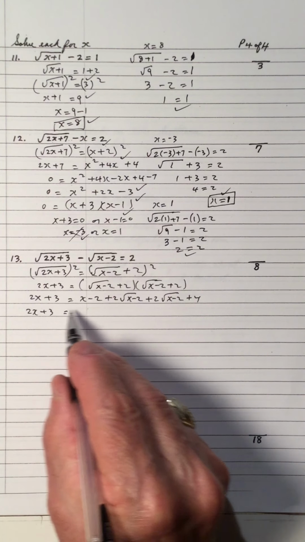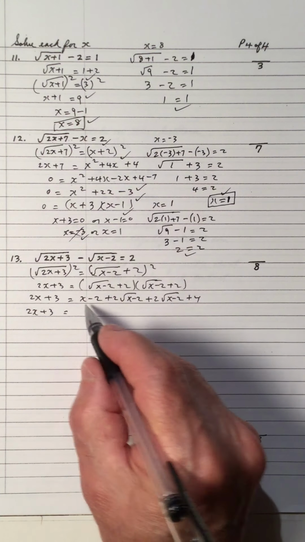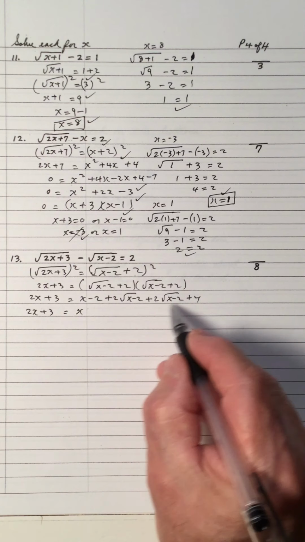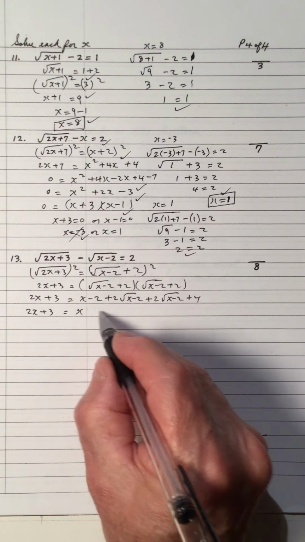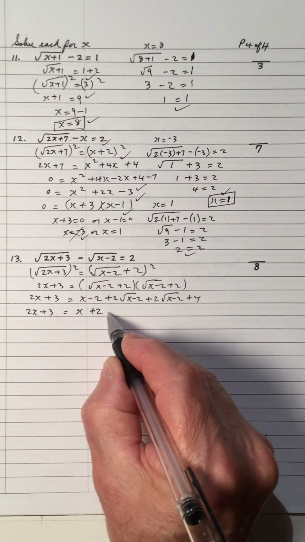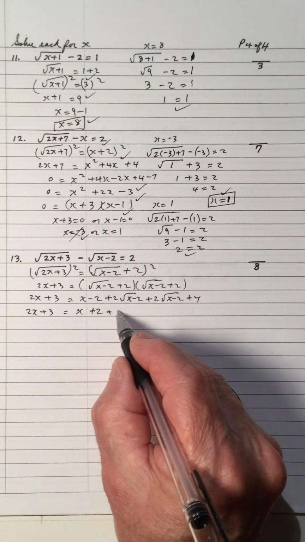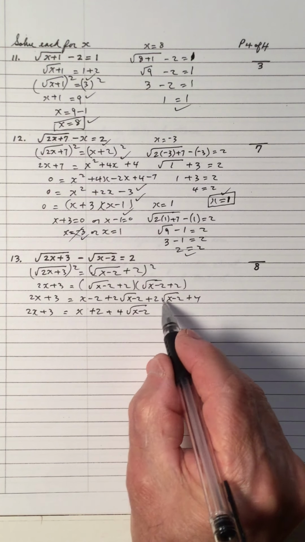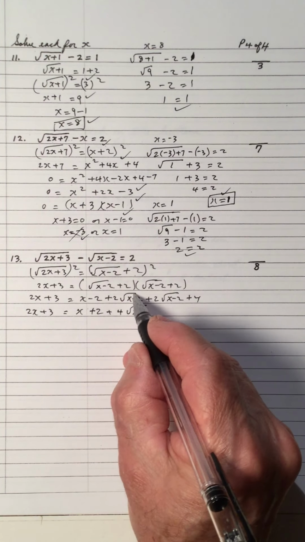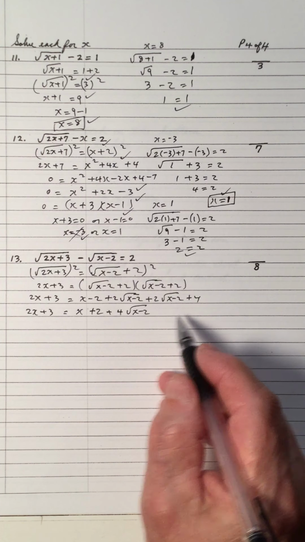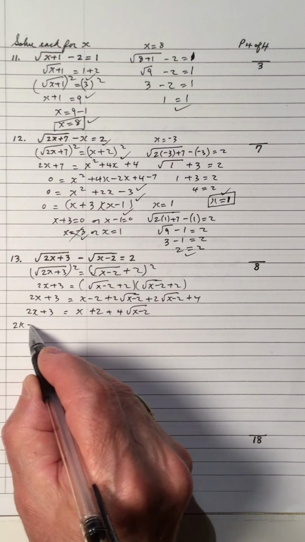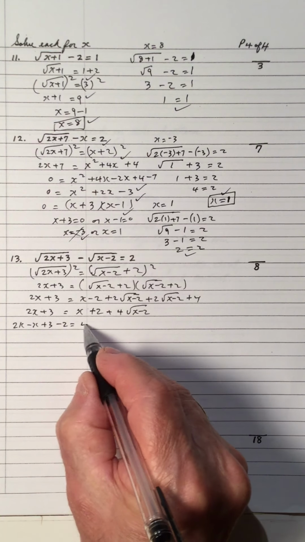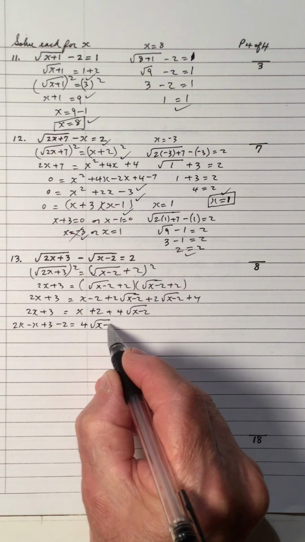this side, and I get an x, and minus 2 plus 4 is a plus 2. And we add these up, we get 4x minus 2. 2 and 2 makes 4. We're adding like terms. Now we'll move 2x minus x plus 3 minus 2 equals 4 root x minus 2.